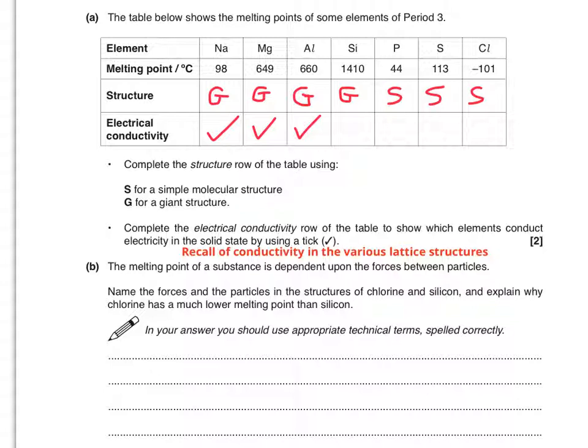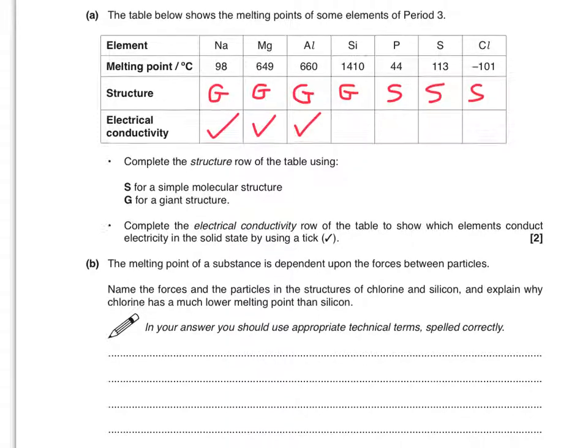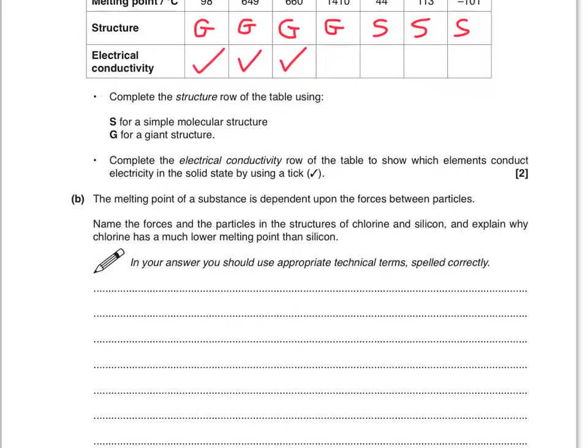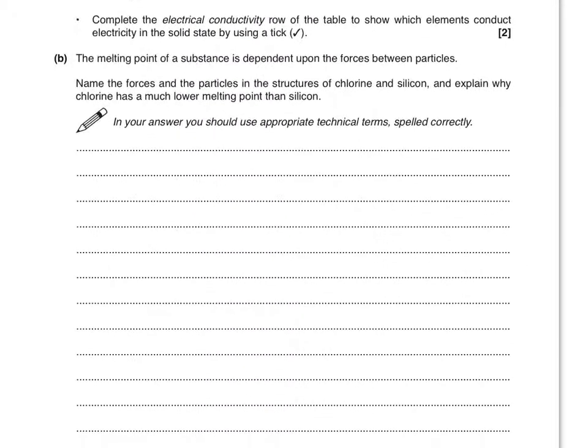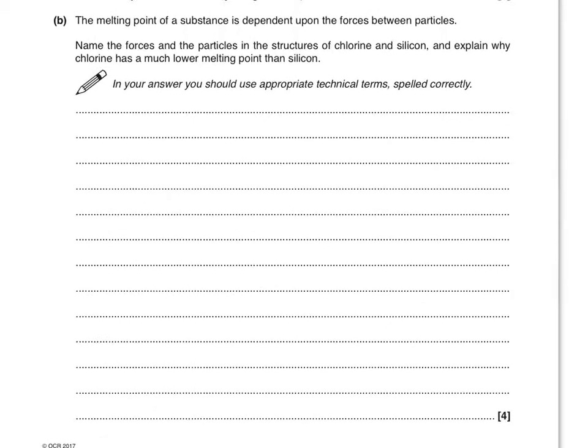So we're only really looking at the metals being ticked off at this point. Now let's move the page down, and it says the melting point of a substance is dependent upon the forces between particles, and it asks you to name the forces in the particles and the structures of chlorine and silicon, and explain why chlorine has a much lower melting point than silicon. If I move the page down a bit further, we can see there's actually 4 marks on offer.